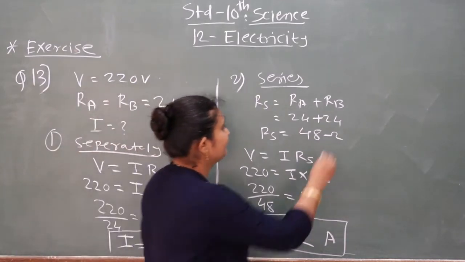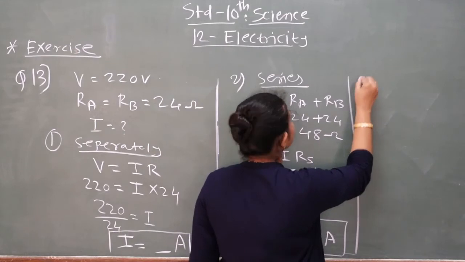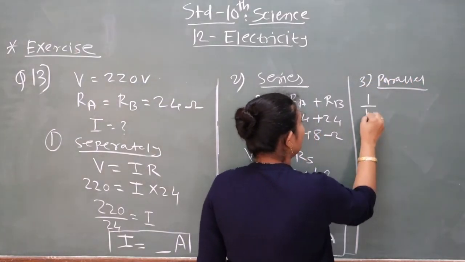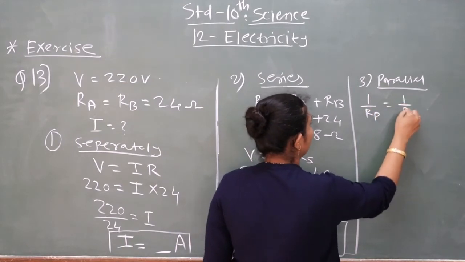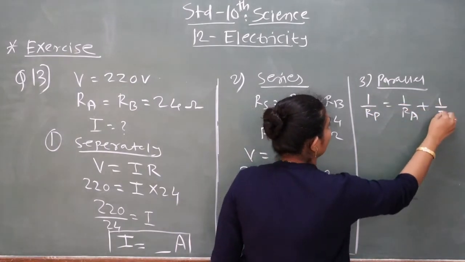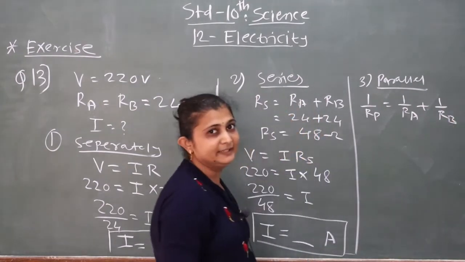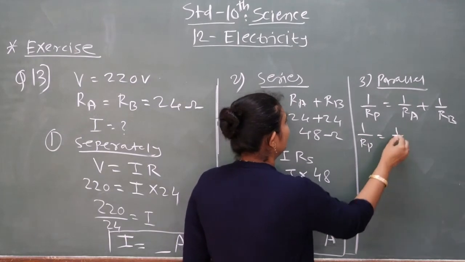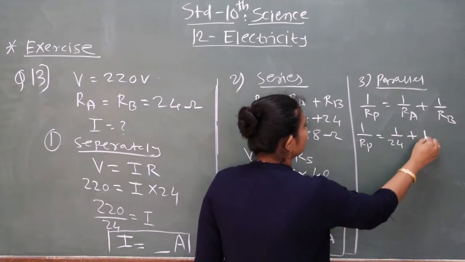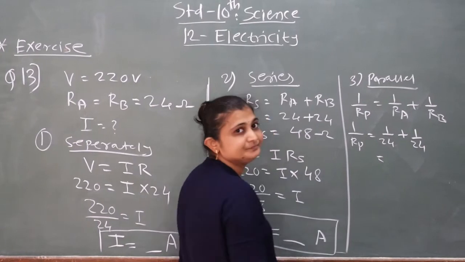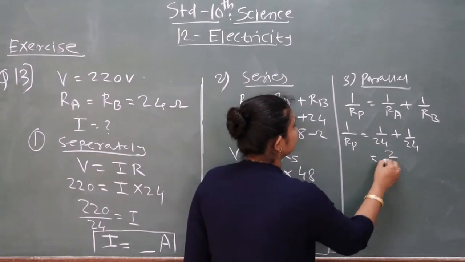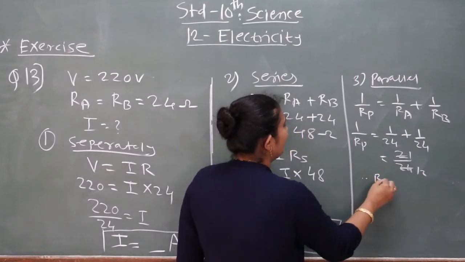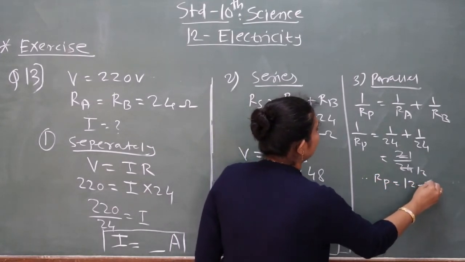And now case 3, when they are connected in parallel. Case 3 for parallel. 1 upon Rp is equal to 1 upon Ra plus 1 upon Rb. Put values. 1 upon Rp is equal to 1 upon 24 plus 1 upon 24, 2 by 24, 1 by 12. Therefore Rp is equal to 12 ohm.